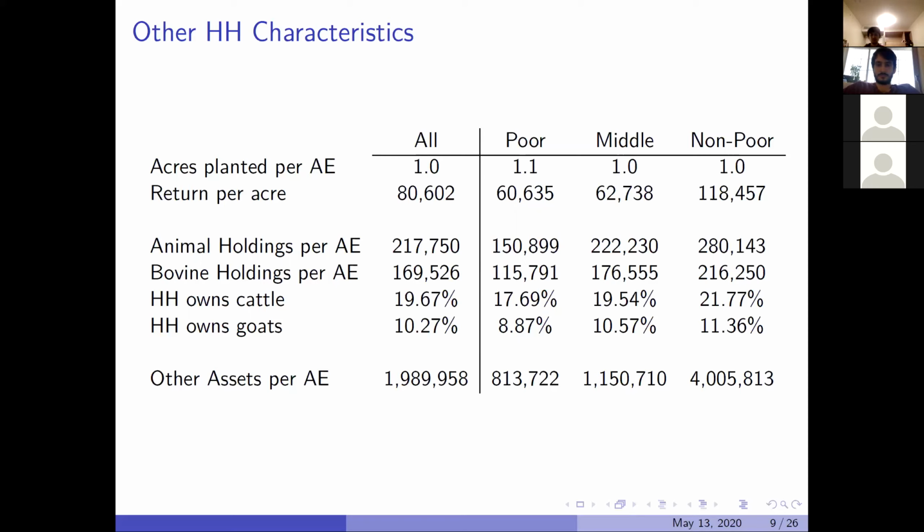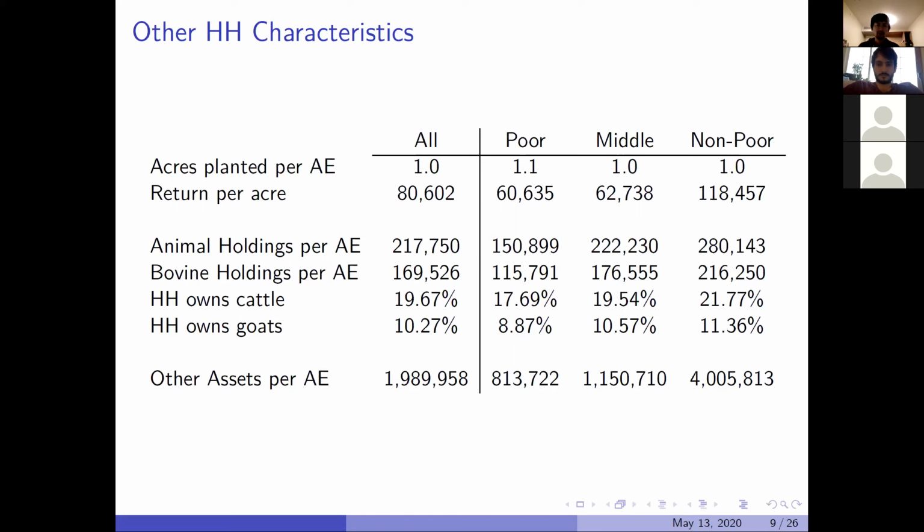This is a brief rundown of the assets that households own or hold in Tanzania. And I did some calculations long ago on the return per acre, and here you have them. So you see this huge jump between the poor, the middle, and then the non-poor. So the richest third of households are able to extract a lot more.